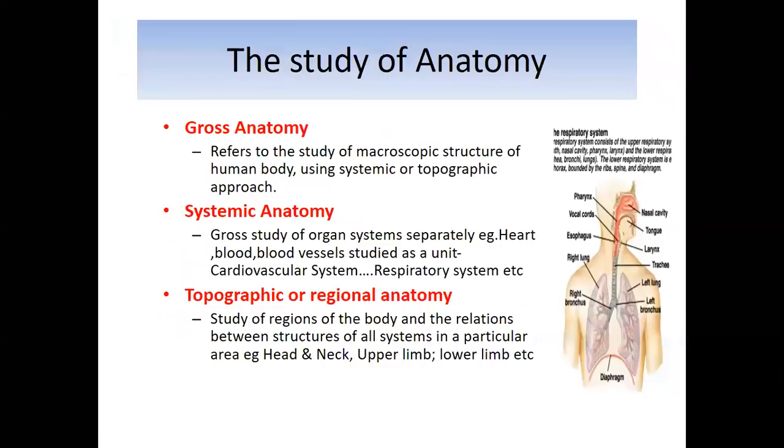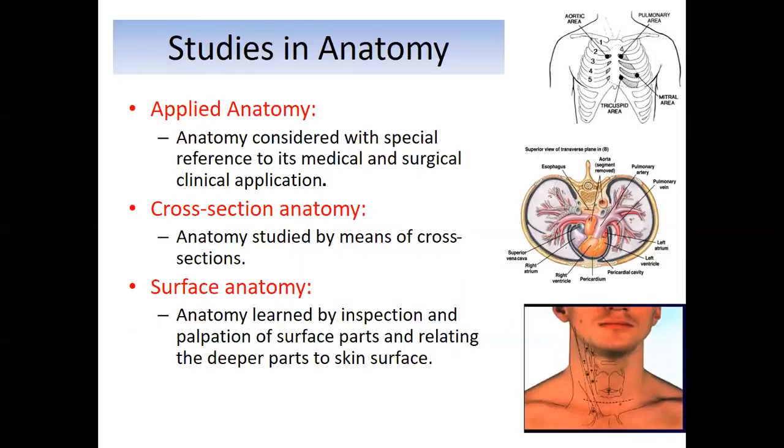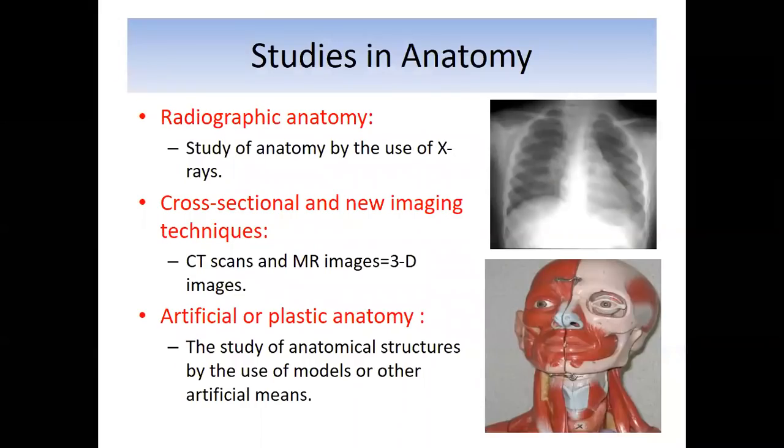So just now we have gross anatomy, systemic anatomy, topographic or regional anatomy, applied anatomy, cross-sectional anatomy, and surface anatomy. So we have six different studies of anatomy that you have to know. Now we're going to move to the next one, radiographic anatomy. What is radiographic anatomy? It is the study of anatomy by using X-rays. In this case, we are using X-ray films, and we try to learn the anatomical structures by inspecting or observing the X-ray films.